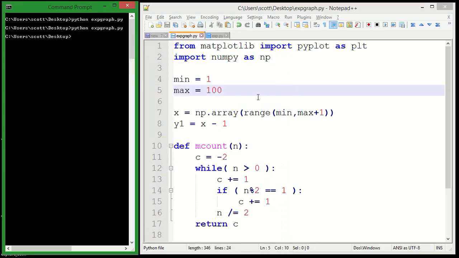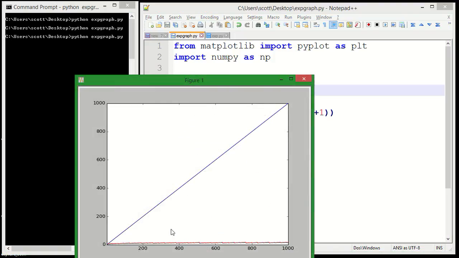Let's look at one more. Let's do up to 1,000. And look at that. It looks almost flat compared to the original method. It's growing so slowly. And that is really amazing. If you have an algorithm that can grow that slowly, then you'll be able to do huge operations very quickly.